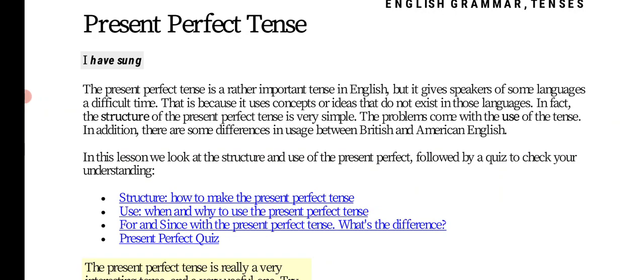Usually when you refer to actions that have recently been completed: we have eaten our dinner, I have completed my homework, she has bought a pretty dress for the party, we have selected a theme for the new wall magazine. So these are all the examples of present perfect tense.